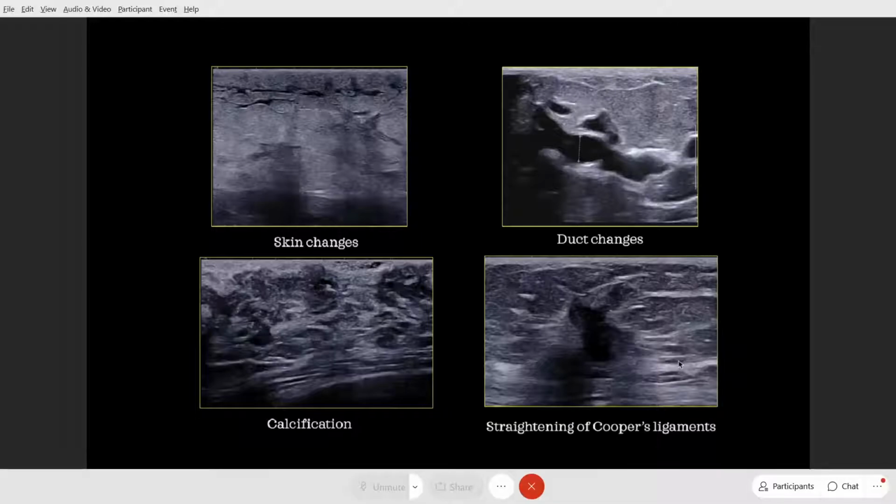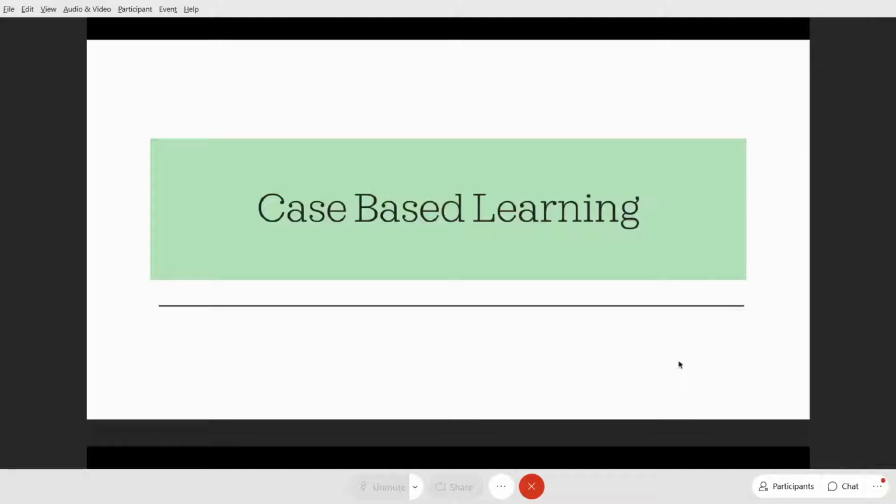So we know that this is how we analyze the lesion. With all these features, we don't stop with that. We also see the surrounding tissue and see whether it shows any particular changes. So we have seen the basics. Now we will move on to the interesting part of the talk, which is the case-based learning.